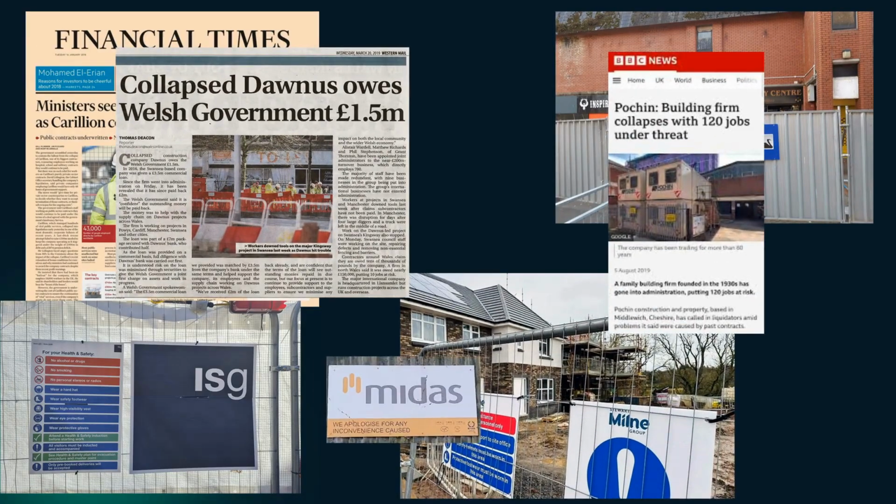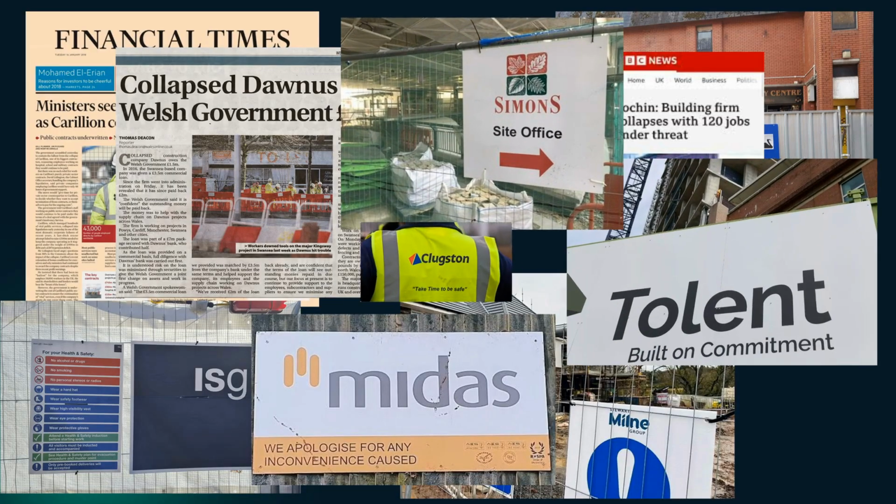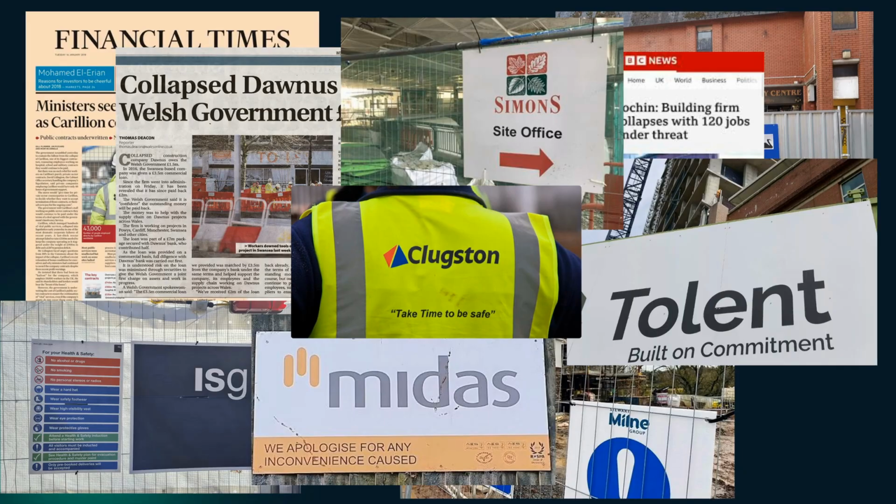The project owner is left in the dark, forced to pay everyone again to keep their project moving, losing guarantees and warranties, and racking up massive delays and cost overruns.